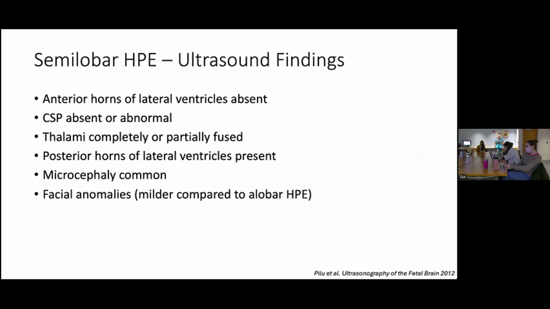So next we will review semilobar holoprosencephaly. And some of these findings are comparable with the alobar type. Here, the anterior horns of the lateral ventricles are absent, but the posterior horns of the lateral ventricles are well developed. The CSP is absent or abnormal, and the thalami are either completely or partially fused. Microcephaly is also common, and facial anomalies can also be found. However, they are typically more mild when compared to patients with alobar holoprosencephaly.